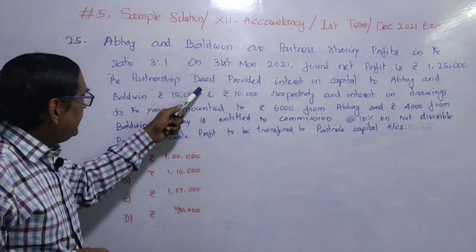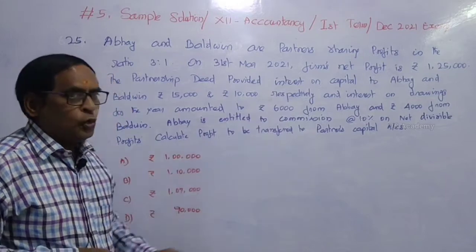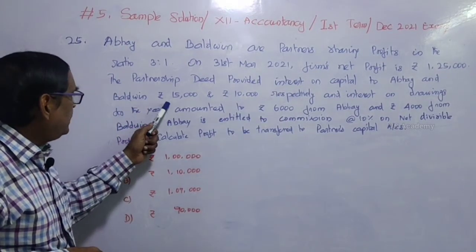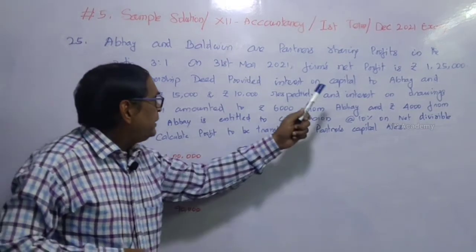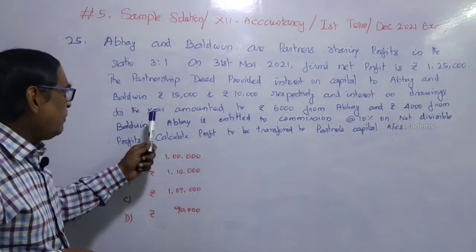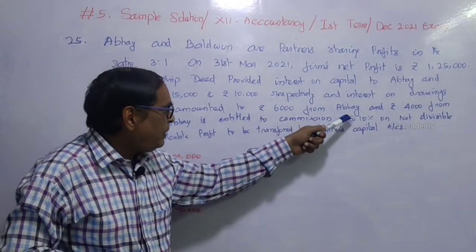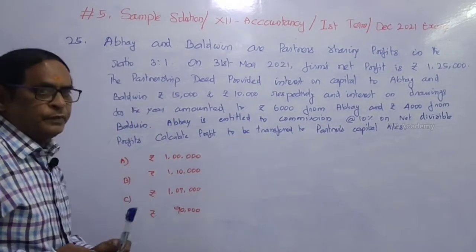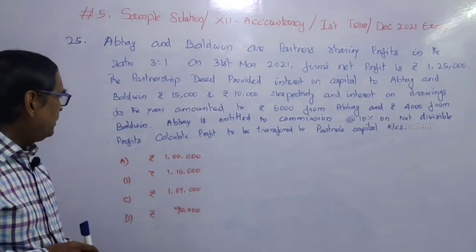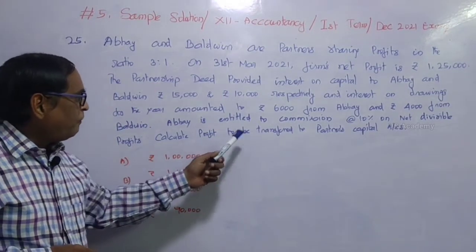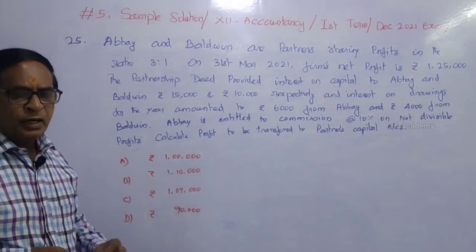The partnership deed provided interest on capital to Abhay and Baldwin rupees 15,000 and 10,000 respectively, and interest on drawings for the year amounted to rupees 6,000 from Abhay and 4,000 from Baldwin. Abhay is entitled to commission at 10% on net divisible profits. Calculate profit transfer to the partners' capital account.